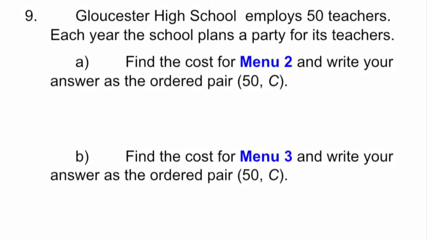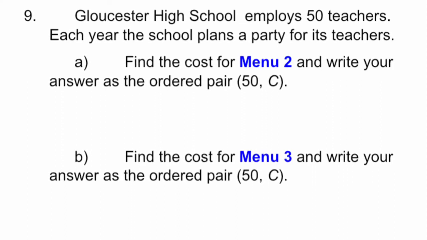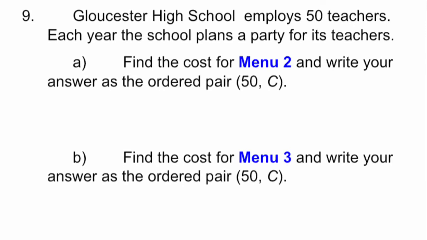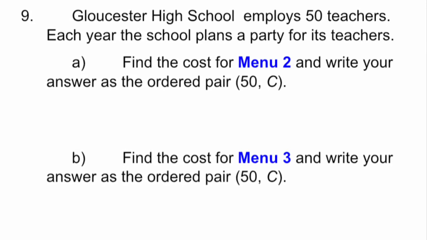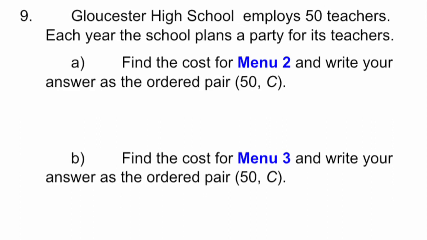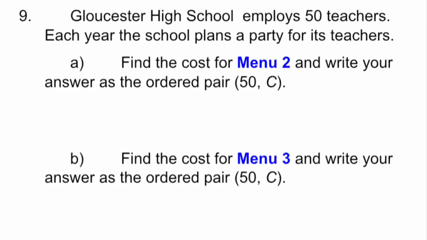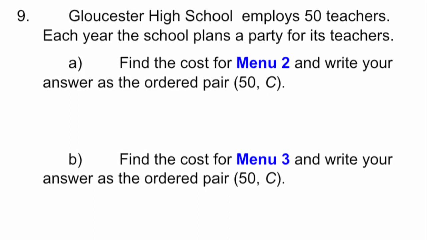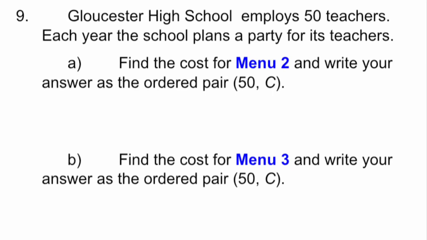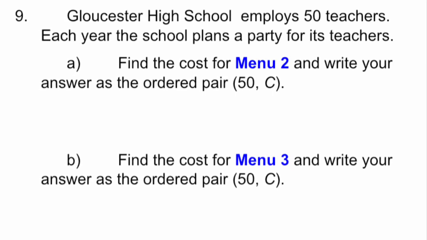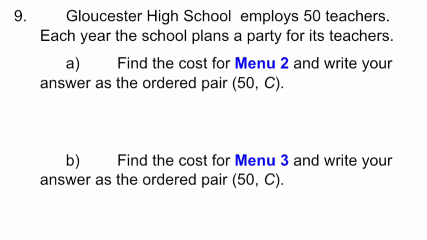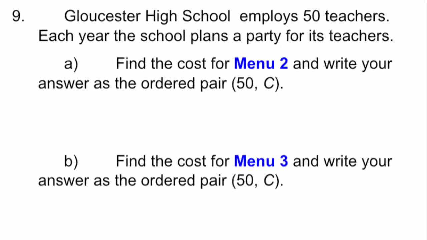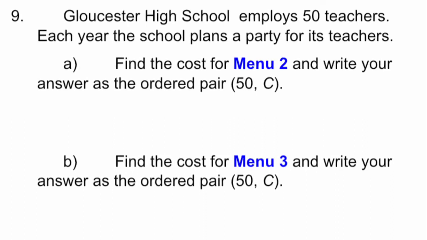Okay, lastly, number 9. I'm going to leave this question for homework for you, but I want to explain before I leave you on your own to do it. It says Gloucester High School has 50 teachers. The number of people is 50. We want to find the cost for menu 2 if we know that the number of people is 50. So we know that the N is 50 and we want to find the C. So you'd need to use the equation for menu number 2, put the N, 50, in, and then calculate the C.